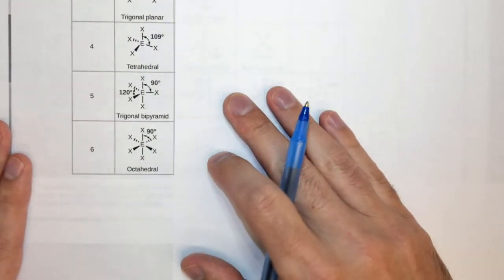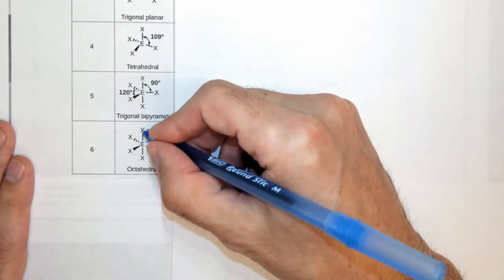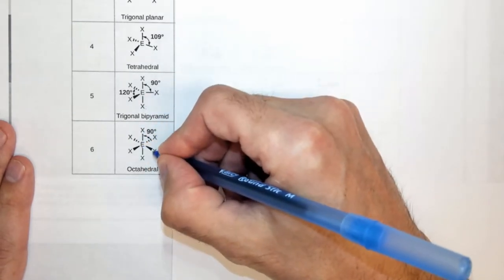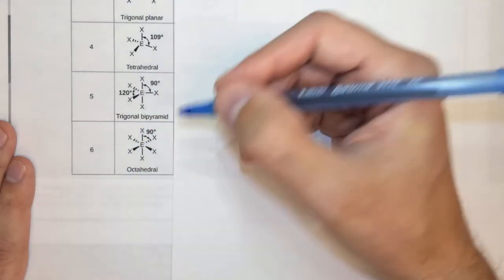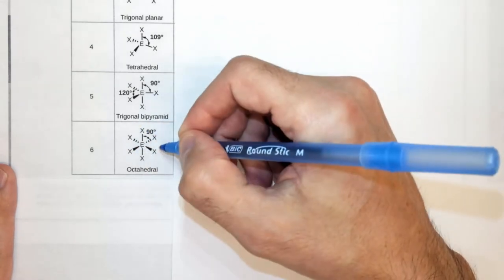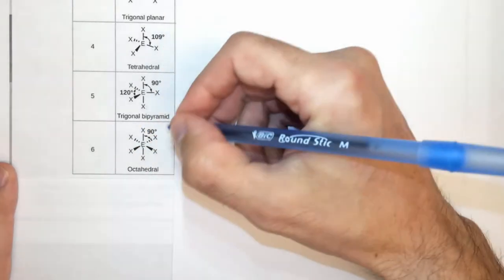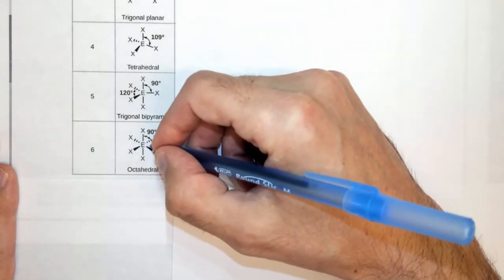What if you have six domains, which is another expanded octet? In this case, they're all 90 degrees. XEX here is 90 degrees, XEX here is 90 degrees, XEX here is 90 degrees, they're all 90 degrees. This is called octahedral. Again, this assumes that X's are all the same. In this case, you have six things around the central atom, six domains.